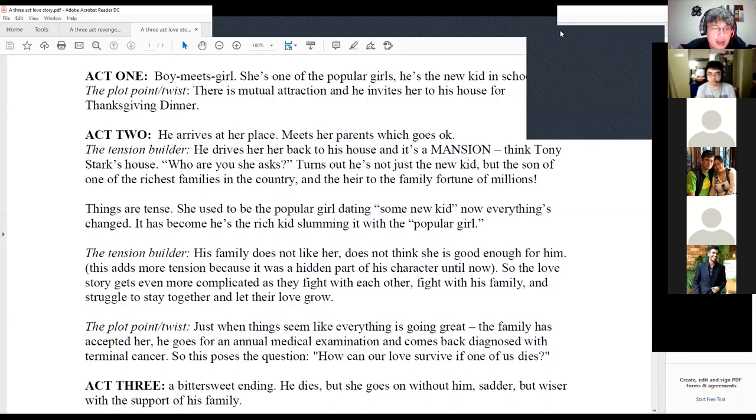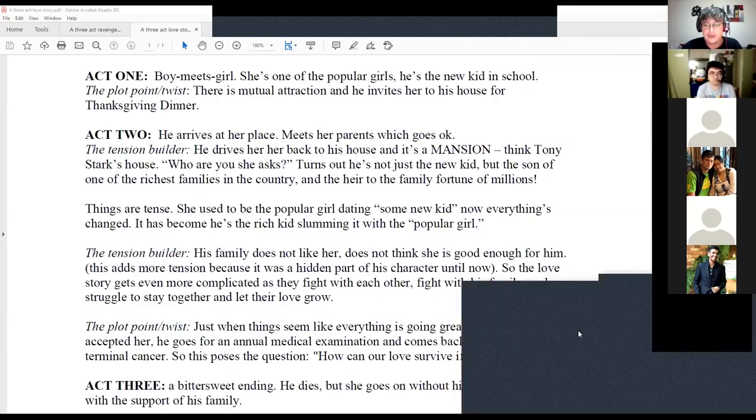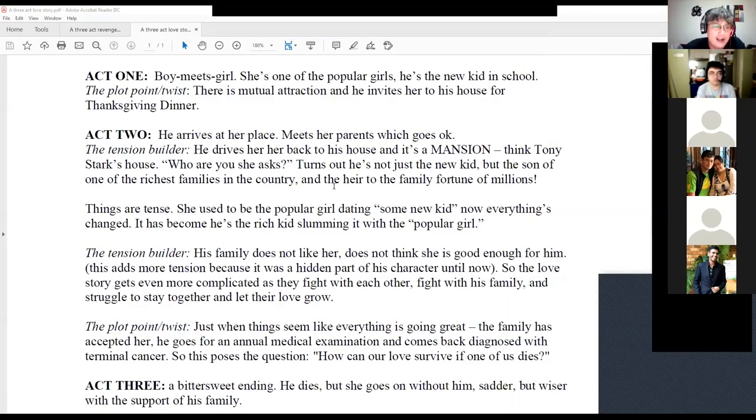Okay, so you all can read, I think, pretty well. What happens here: boy meets girl. She's one of the popular girls. He's the new kid, rather. And the plot twist, there's actually mutual attraction. It's not a one-sided teenage romance thing, right? And he invites her to his house for Thanksgiving dinner.